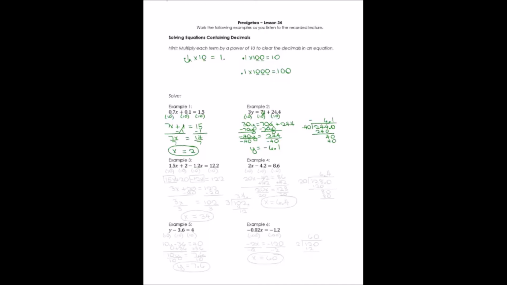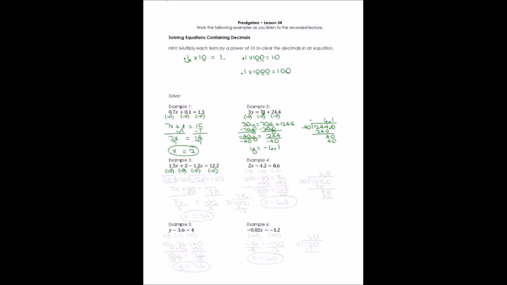The terms have one decimal place in the first number. The second term is a whole number. 1.2, 1 decimal place, and 12.2, 1 decimal place. We can clear them by multiplying each term by 10, which doesn't change anything too much. And let's just write it down and see how it makes our equations easier.